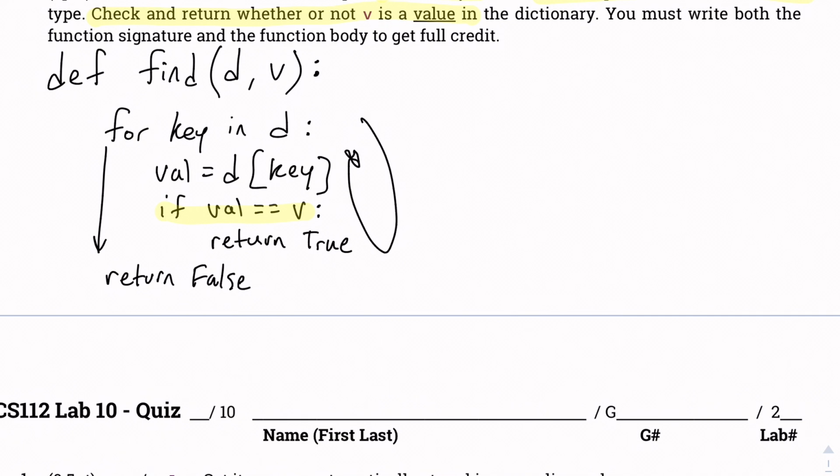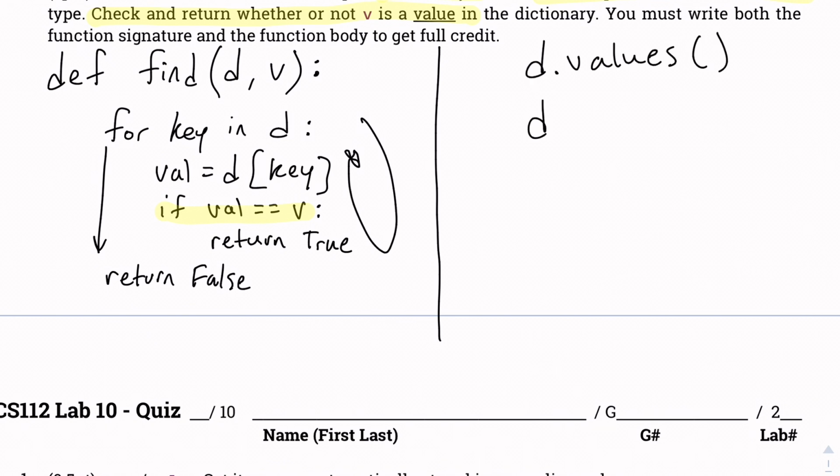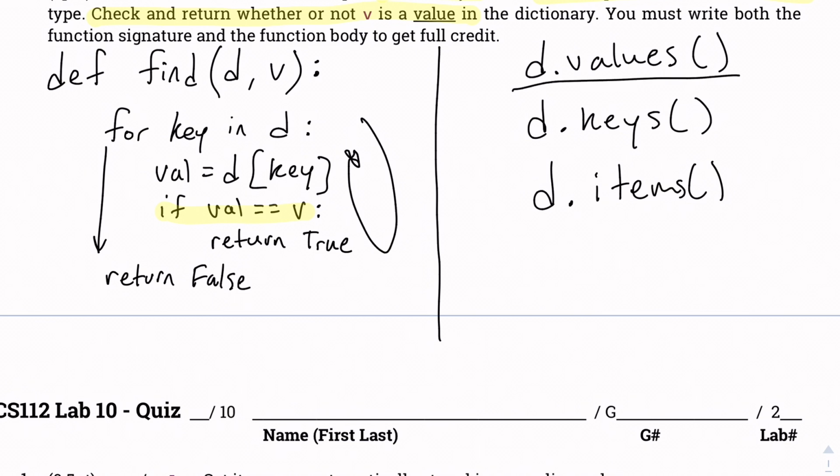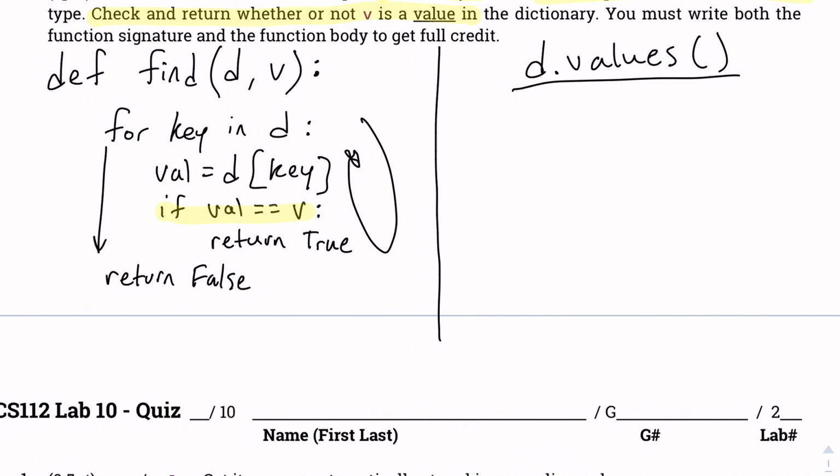So that means the value doesn't exist. We should return false. Now, the shorter way to do this is, if you remember, the dictionary has a couple different special methods that allow me to access exactly a list of keys, exactly a list of values, or exactly a list of items inside of this dictionary. What we're going to do is leverage the fact that these are already built in to write a very, very short version of this function. I'm going to leverage d.values.